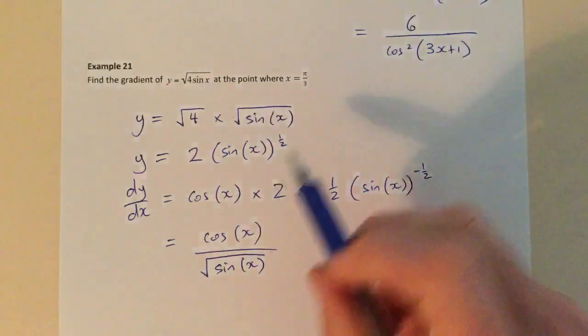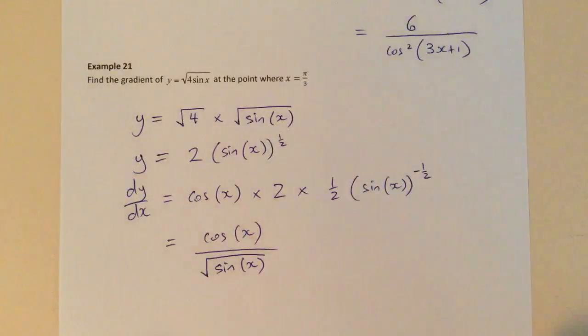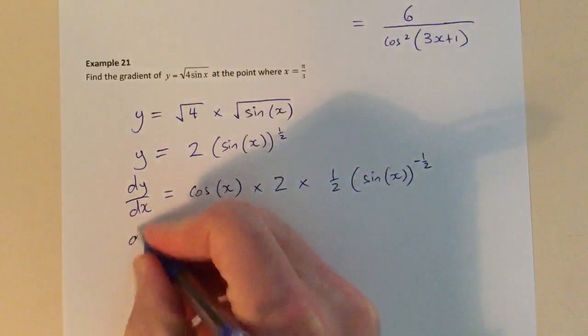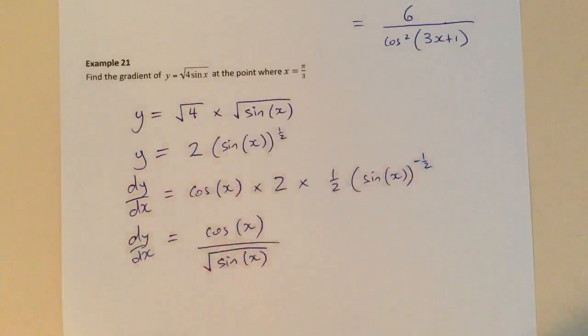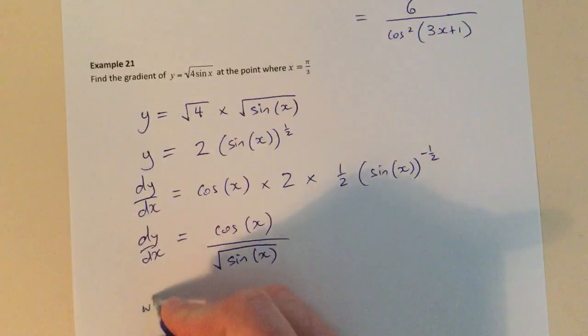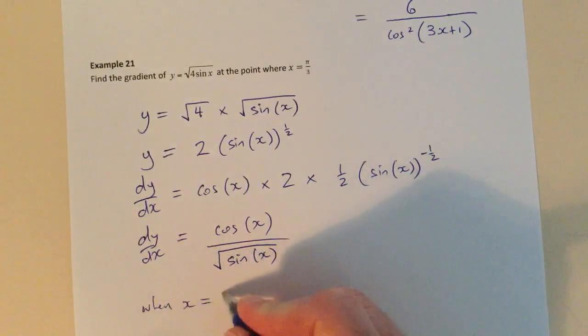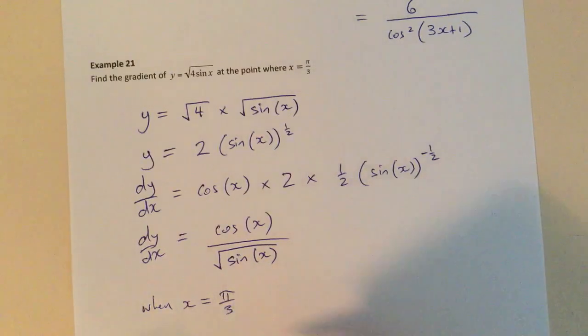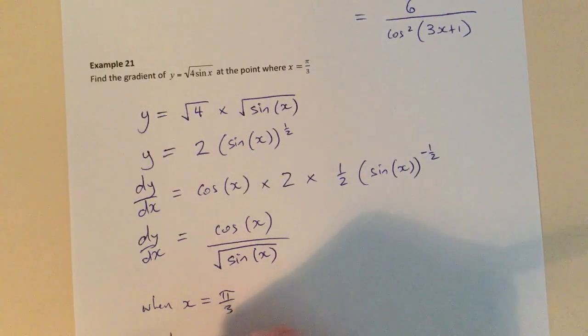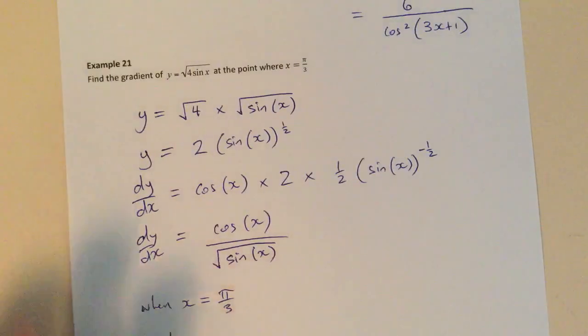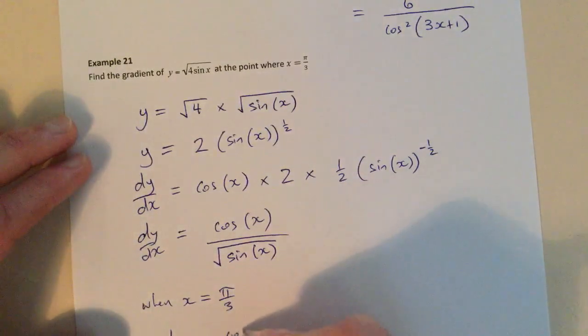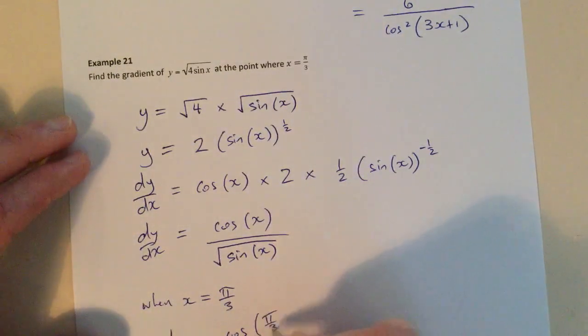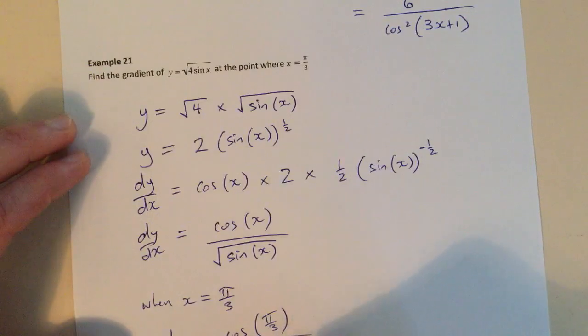And remember, this question was saying at the point where x equals pi on 3. So that was dy dx. So when x equals pi on 3, dy dx will equal cos pi on 3 over the square root of sine pi on 3.